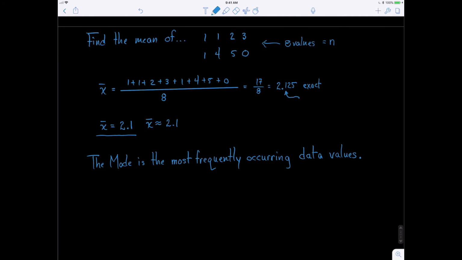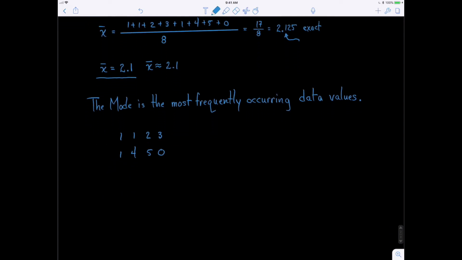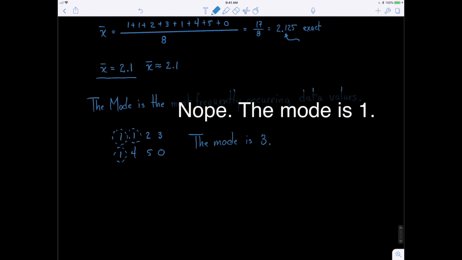Now, let's take a look at this data set right up here. I'm going to just copy it and bring it down so that we're not looking around. Paste. So if I want to look at this data set right here, notice the ones, look at how many ones I have. Here's a 1, got another 1, got another 1. So I have 3 ones. So we would say that the mode is 3.